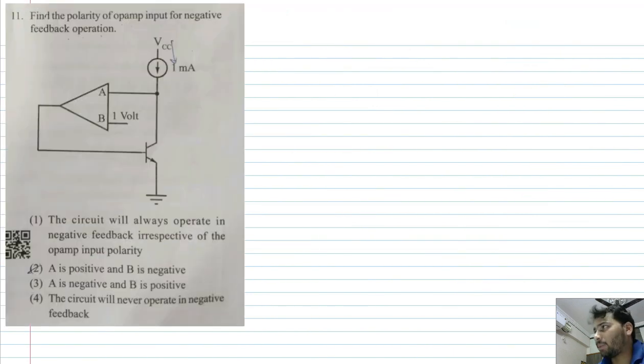Moving on to the second question, I'll just read it out. Find the polarity of op-amp input for negative feedback operation. So there is some op-amp circuit, and the circuit contains what? An op-amp, an NPN transistor, along with a DC current source. And the two input terminals have not been marked plus and minus.